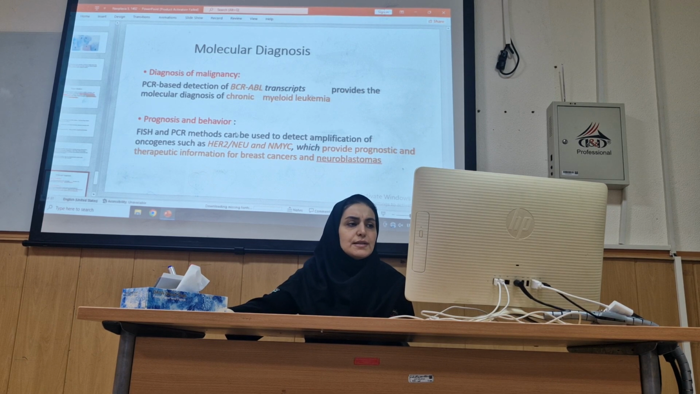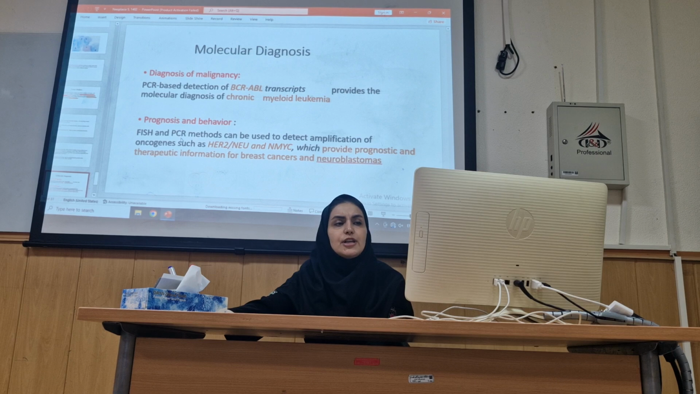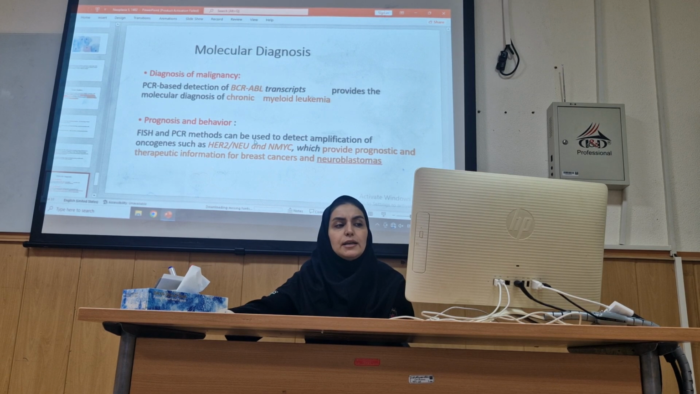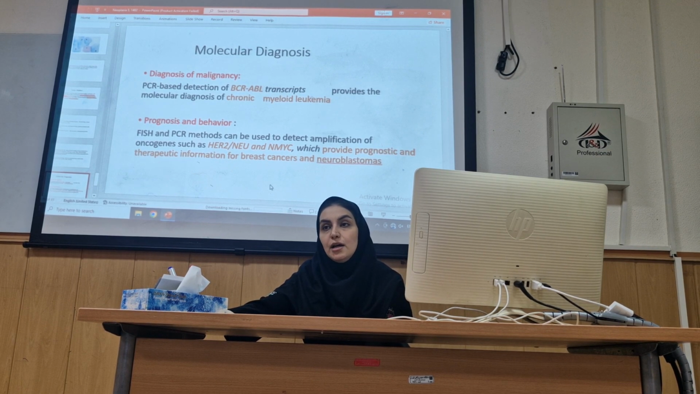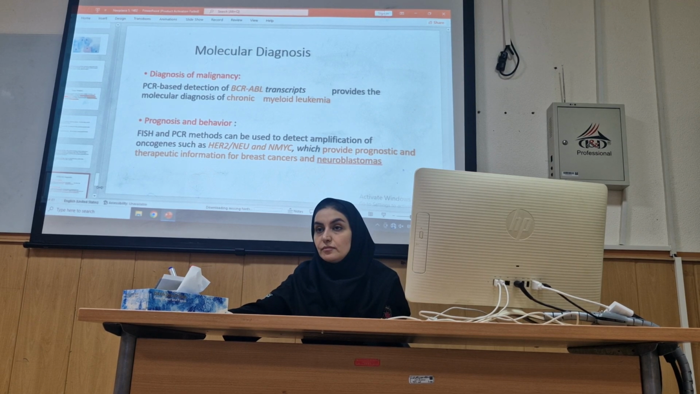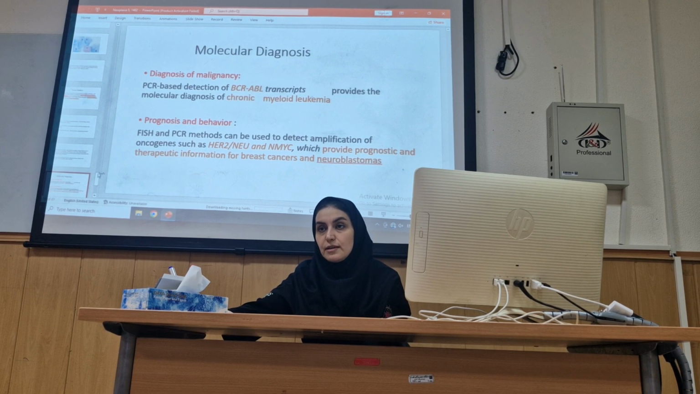And about prognosis and behavior, FISH and PCR methods can be used to detect amplification of oncogenes such as HER2/neu and NMYC, which provide prognostic and therapeutic information for breast cancers and neuroblastoma. BCR-ABL is the mutated gene in myeloid leukemia, and we can find this by PCR and molecular study.